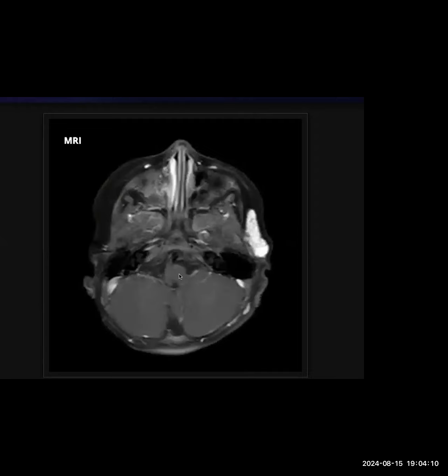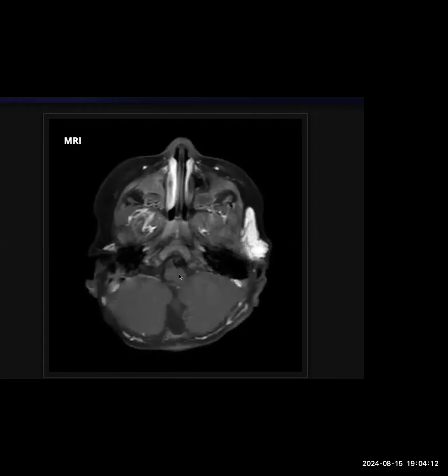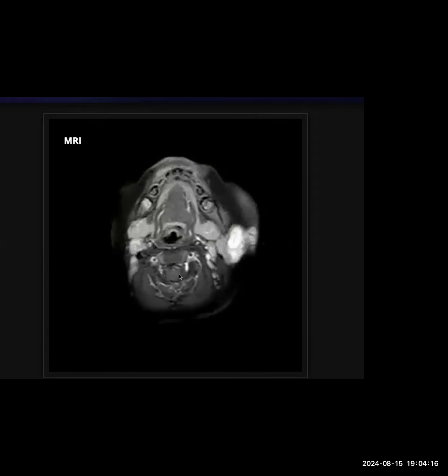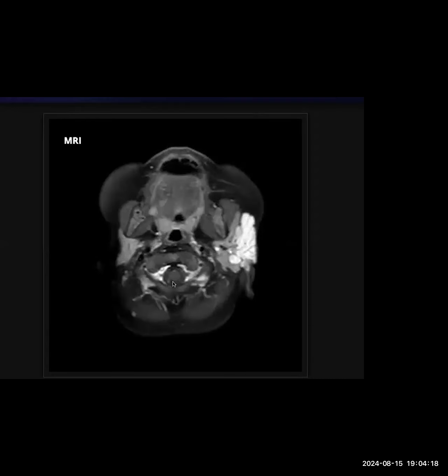The only possibility I can think of in a young child would be that of a hemangioma. So I will inform these findings to the referring team, and I would compare any previous radiograph, any previous ultrasound or previous imaging available. And I would refer this case to pediatric surgery for further management.